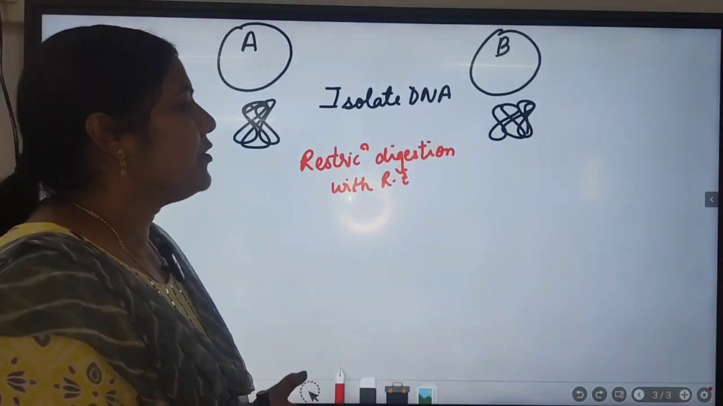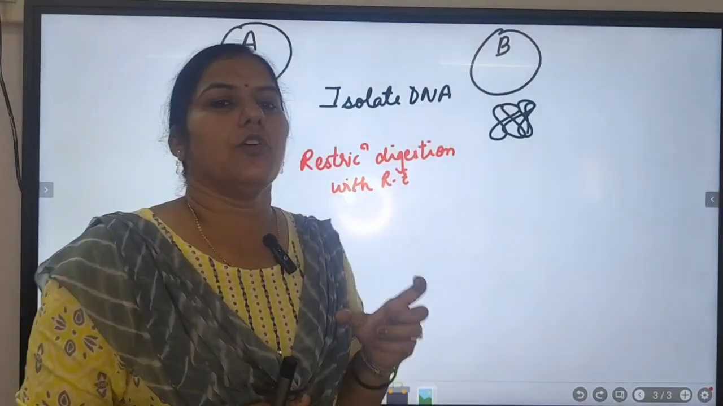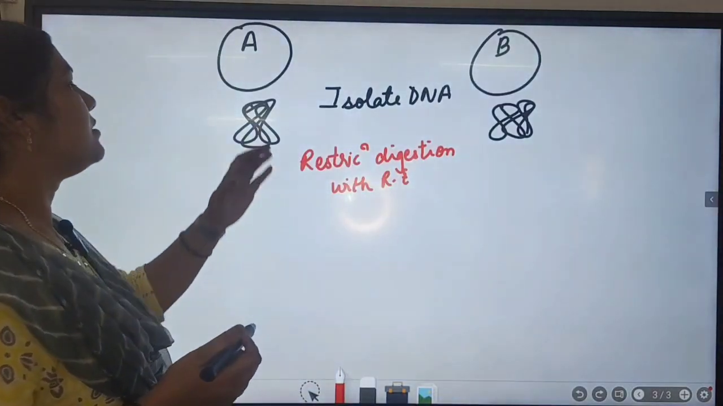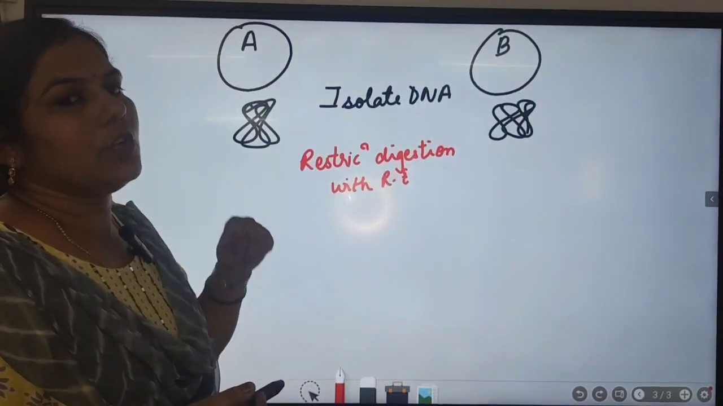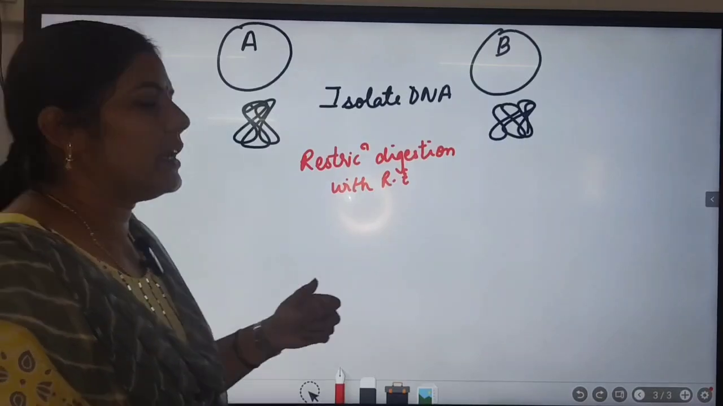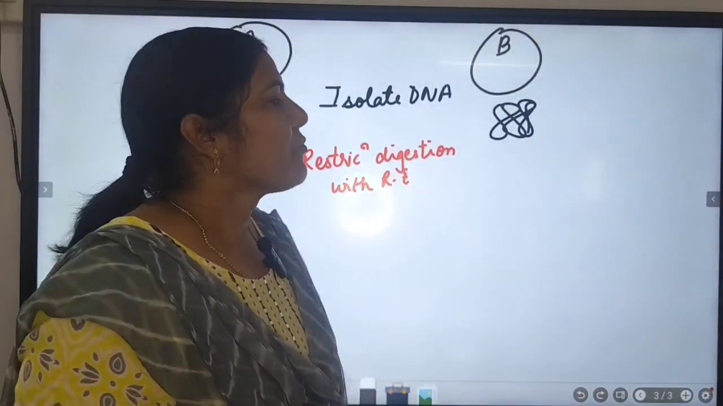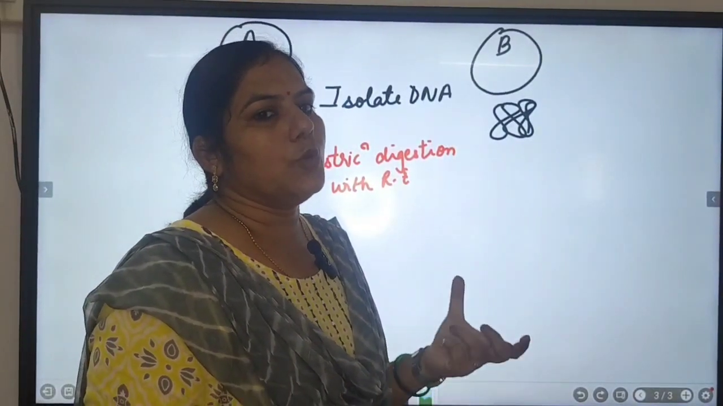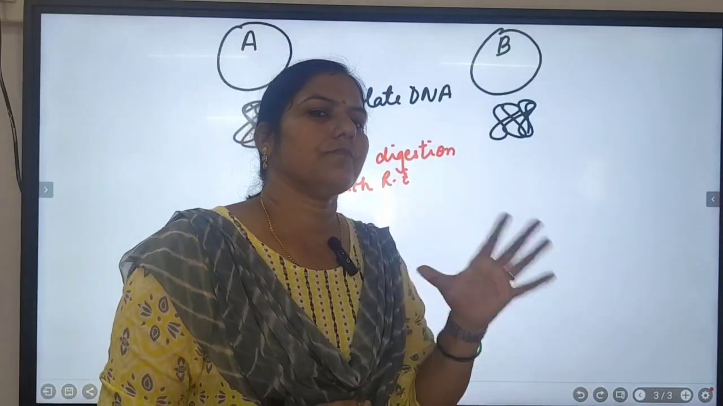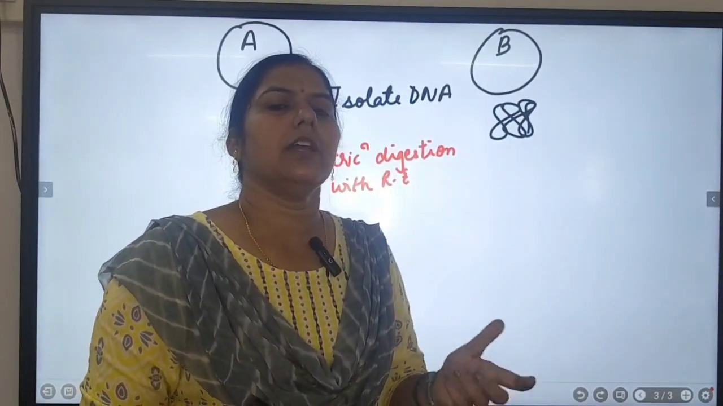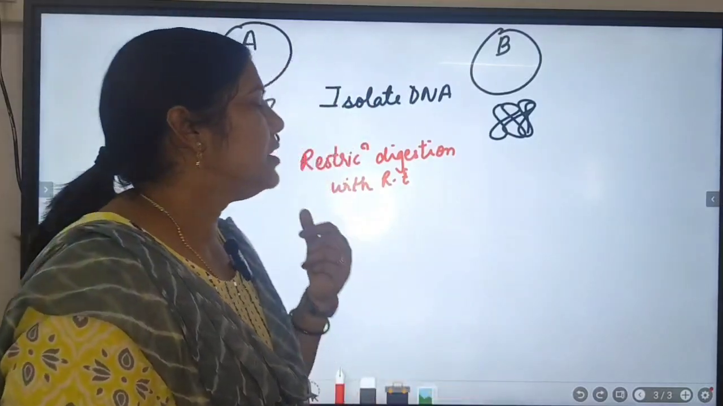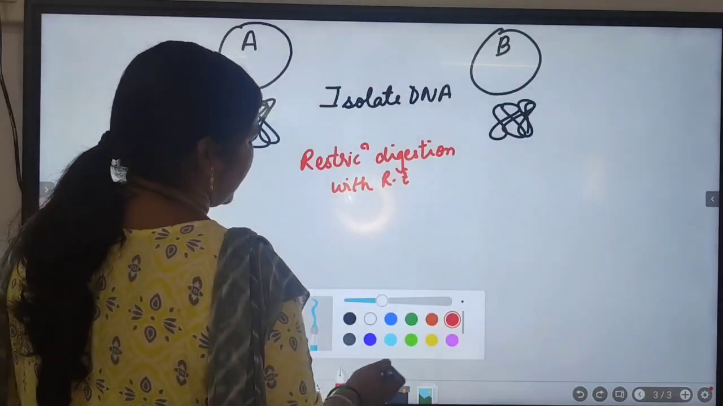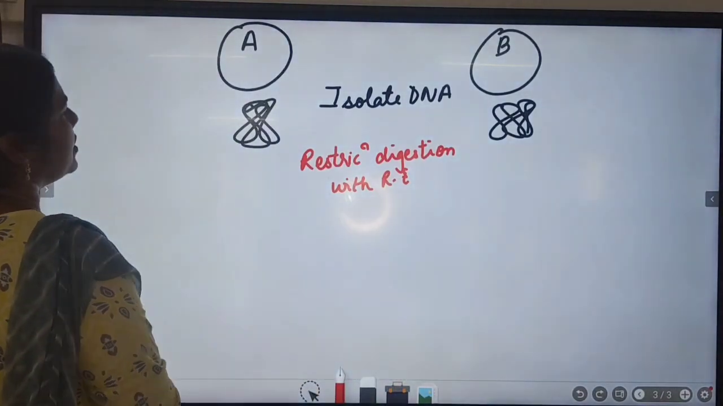For example, if we take EcoR1, we know that the site of EcoR1 is GAATTC. So wherever the sequence is GAATTC, the EcoR1 will recognize that sequence and cut at that site. So when we say that we have 0.2% dissimilarity between the two individuals, it means that the sequence of DNA will be different in both the persons, and when the sequence of DNA is different, the restriction enzyme site will also be different in both the individuals.